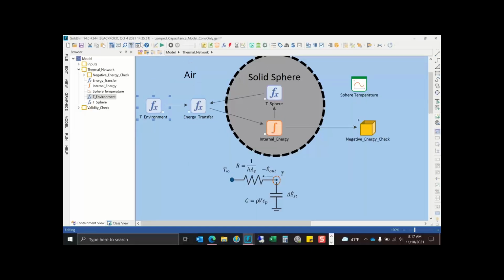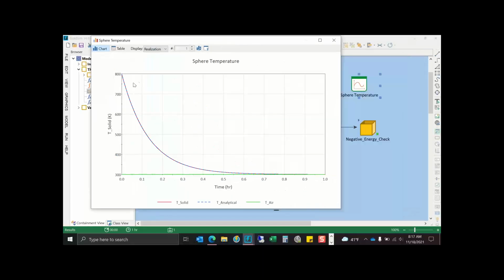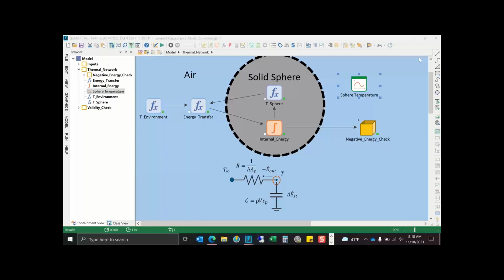So if we run the simulation, the initial temperature of the sphere is higher than the surrounding environment, so energy is going to be leaving. We can see in our results that the energy leaving dissipates throughout the course of the simulation, and the sphere eventually reaches the temperature of the environment over a period of time.